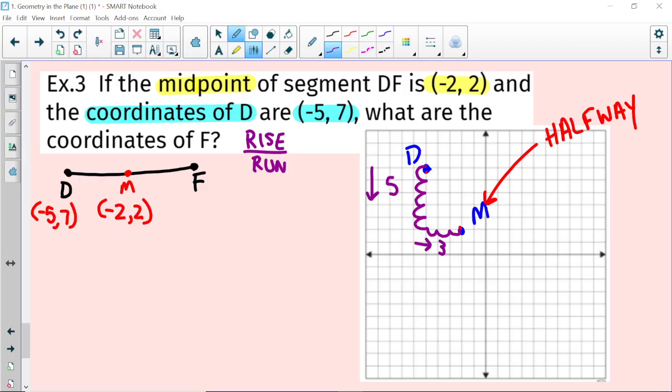So we want to go from M down 5, right 3. So 1, 2, 3, 4, 5. And then right 1, 2, 3. So that point right there is point F.